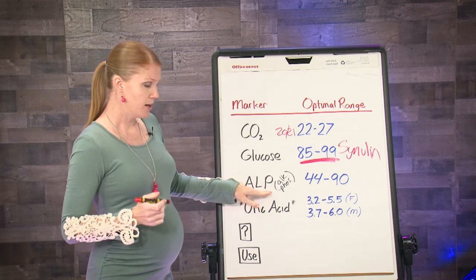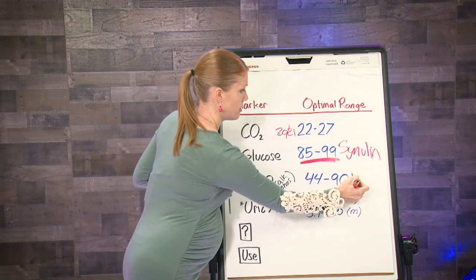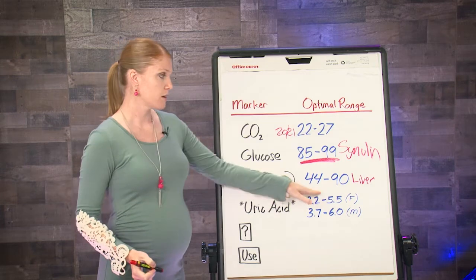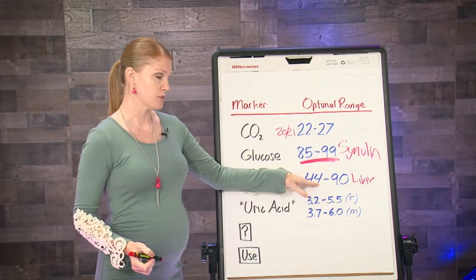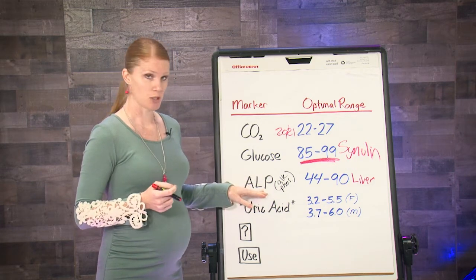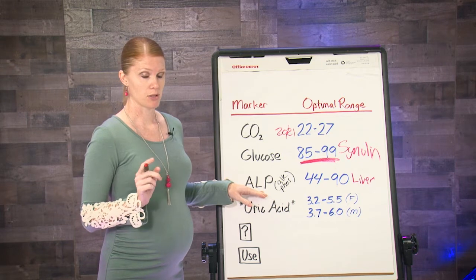Okay, ALP, alk-phos, is going to indicate liver if it's outside that range. You're not going to find it outside that range very often, but in the example I'm about to show you, it's going to be in the 200s, and I'm going to tell you why. Don't be alarmed at it, but know this.